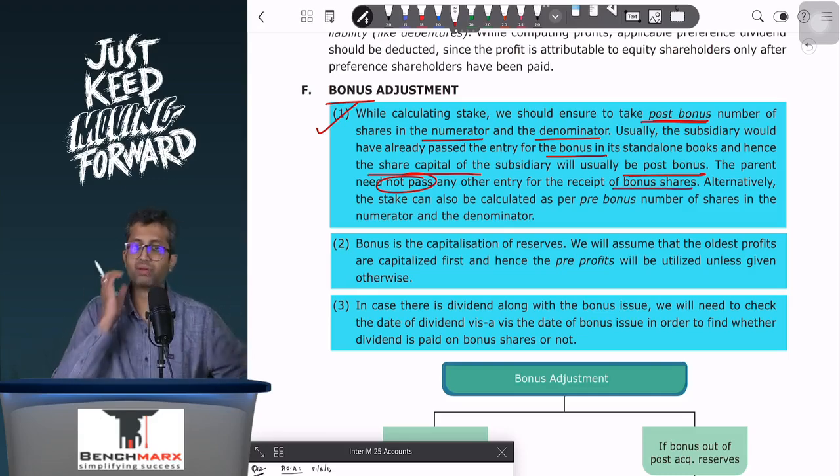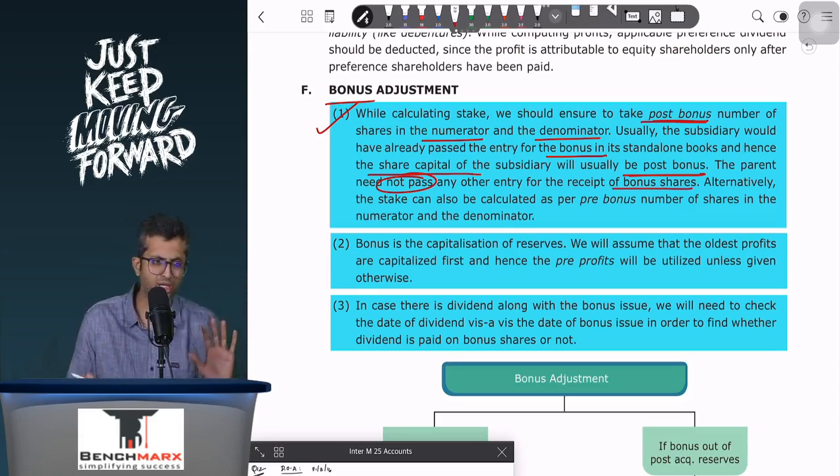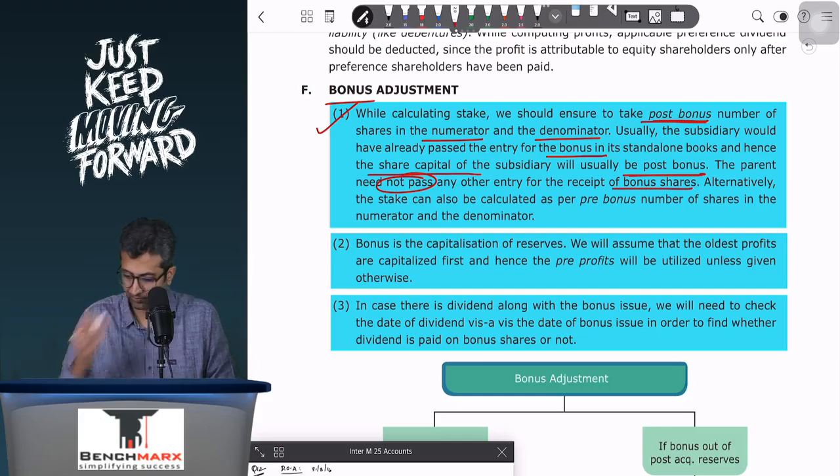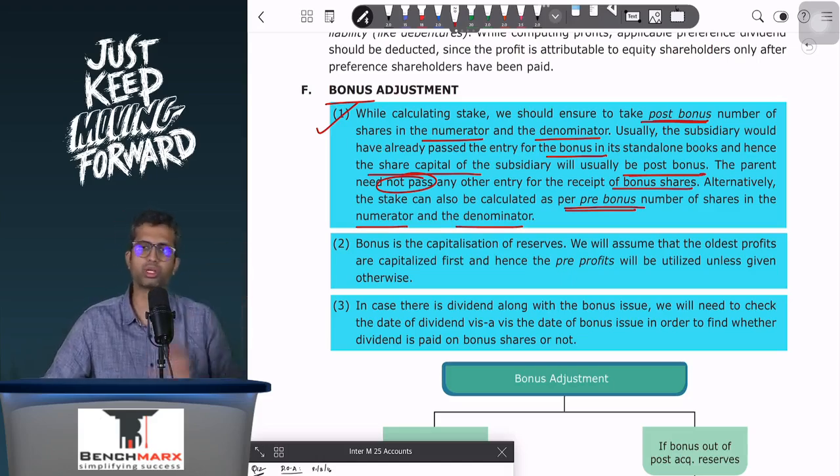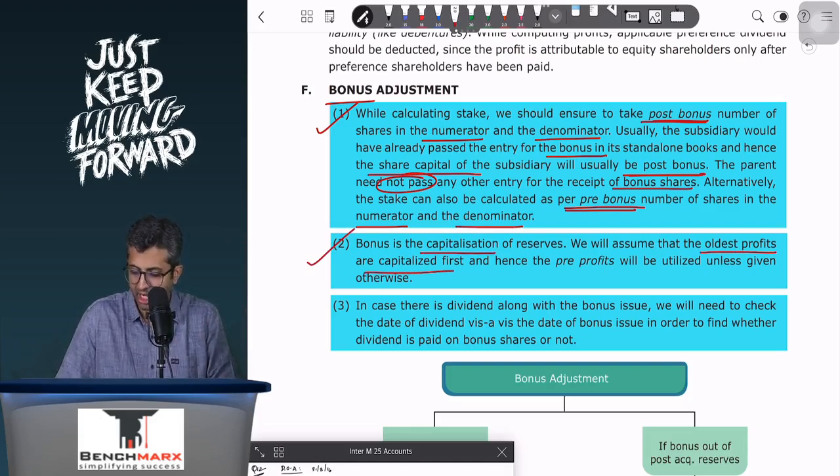However, in the adjustments, you might be given just the number of shares acquired. We will see how that creates a problem. Alternatively, the stake can also be calculated as per the pre-bonus number of shares in the numerator and the denominator. You can either take the numerator and denominator as post-bonus number of shares, or you can take the numerator and denominator as pre-bonus number of shares. Bonus over here is the capitalization of reserves. We will assume that the oldest profits are capitalized first, and hence we will always assume that bonus is out of pre-acquisition profits unless otherwise given. Further, in case there is a dividend along with the bonus issue, we will need to check the date of dividend vis-a-vis the date of bonus issue in order to find out whether a dividend is paid on bonus shares or not.